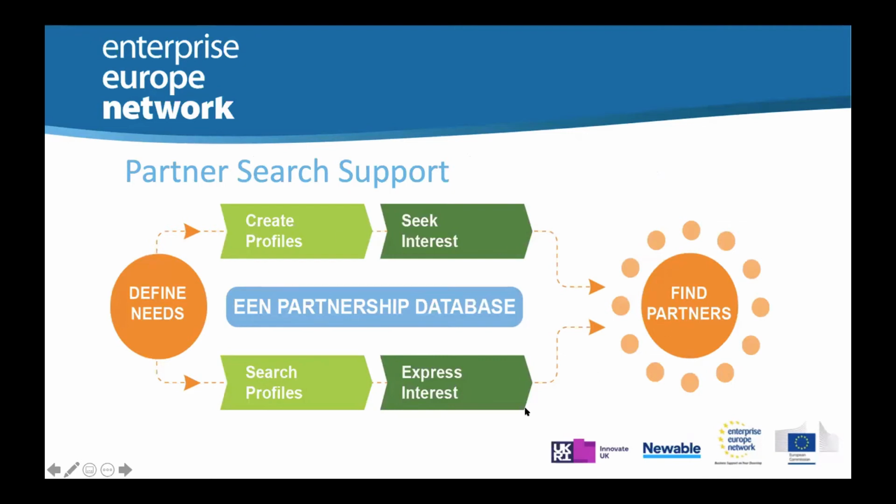And here's a nice visual of how the partner search works in the background. So you need to define your need. Either you are looking for a partner, then you can search the profiles and express an interest against any organization and partner you would like to contact and you would like to explore collaboration with in more detail. Or if you are wanting to provide capability and create your own profile, you can do that as well. And just define in your profile what you're looking for exactly and what you can offer. And then the database helps you to find the right partners, hopefully at the end.